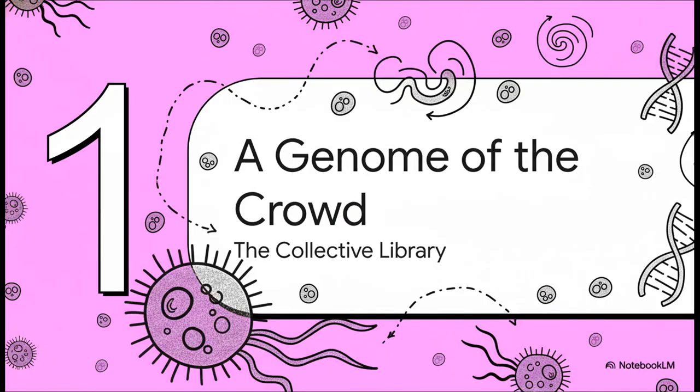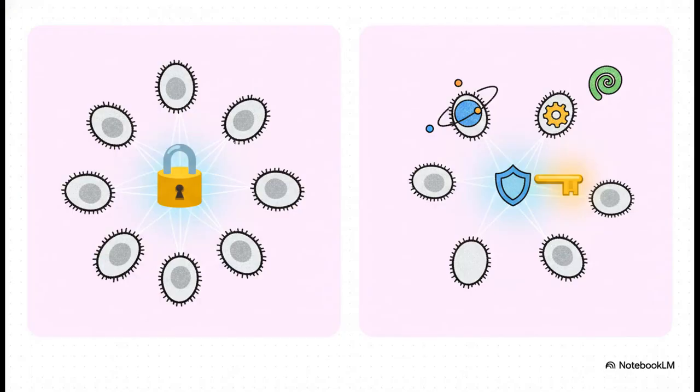Okay, so to get how one cell makes a choice, we first have to appreciate all the options it has to choose from. And for bacteria, that world of options is surprisingly huge. It's actually shared across an entire species. To really wrap your head around this, you have to split a species' total genetic info into two buckets. First, there's the core genome. Think of this as the essential toolkit, the genes that every single member of the species needs just to survive. But then, you've got the accessory genome. This is the cool stuff, the specialized genes for things like antibiotic resistance or weird metabolic tricks that only some of the individuals have.